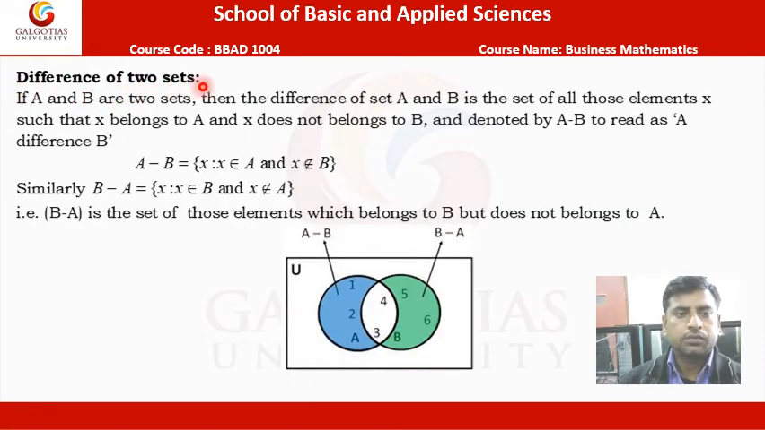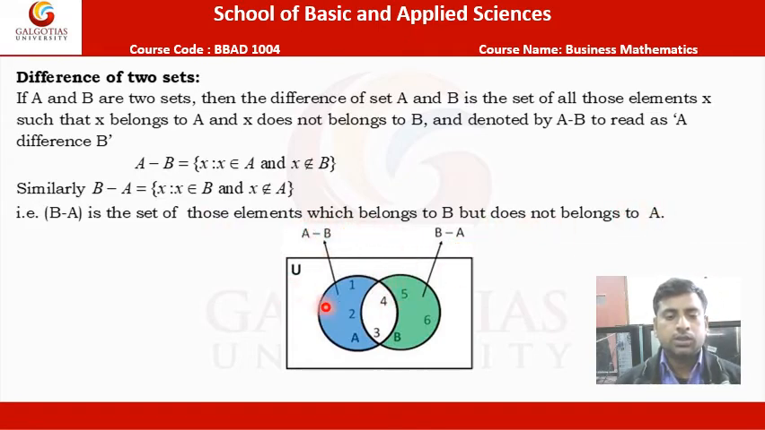Next is the difference of two sets. If A and B are two sets, then the difference of sets A and B is the set of all those elements x such that x belongs to A but x does not belong to B, denoted by A minus B and read as A difference B. Mathematically, A minus B is the set that contains x such that x belongs to A and x does not belong to B. Similarly, B minus A is the set that contains x such that x belongs to B but x does not belong to A. So B minus A is the set of those elements which belong to B but do not belong to A.